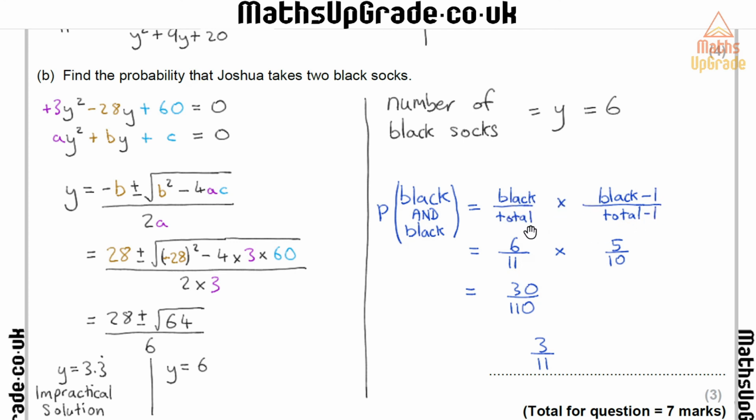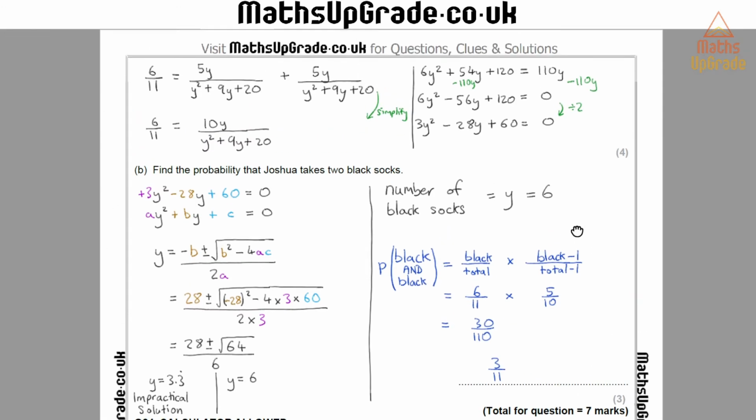Since there's 6 black socks and there's 5 white socks, the probability of getting black must be 6 out of 6 plus 5, so 6 out of 11. And the probability of getting another black sock, well, there's now only 5 black socks left out of 10. So 6/11 times 5/10, which gives us 3/11 when I simplify it. And that question there was 3 marks. The whole question there was worth 7 marks.